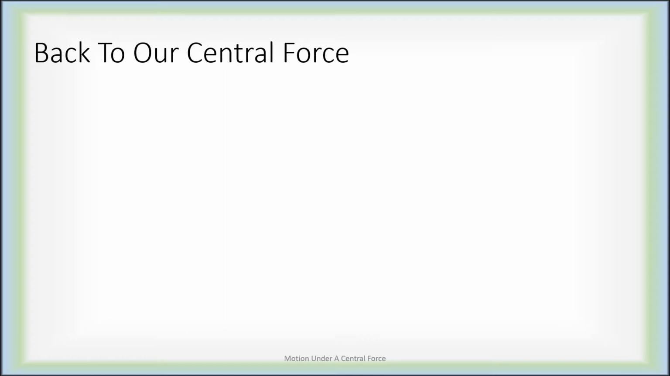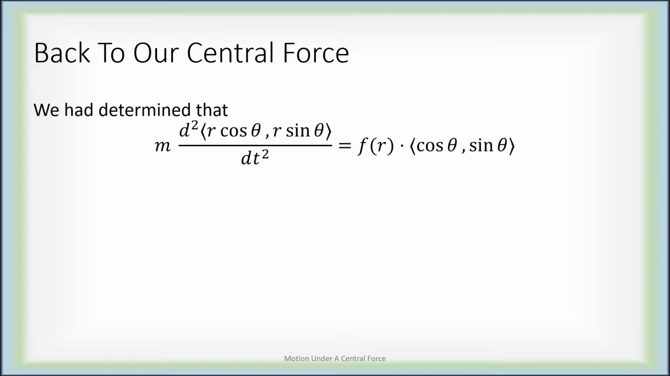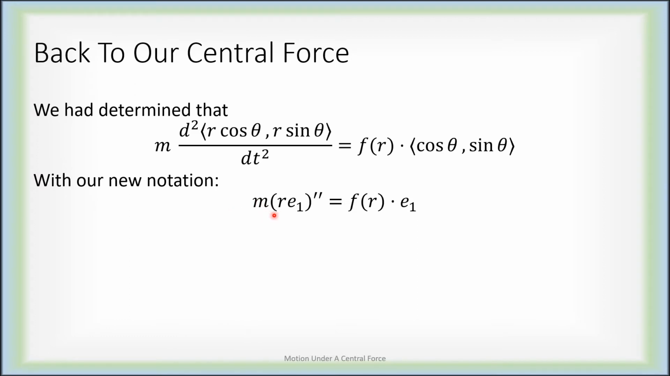So let's get back to talking about this central force function. We had determined that m times acceleration is given by the force. With our new notation then, this right here is just r times the e1 vector, cos theta, sine theta. So m times the second derivative of this is given by f of r times e1.